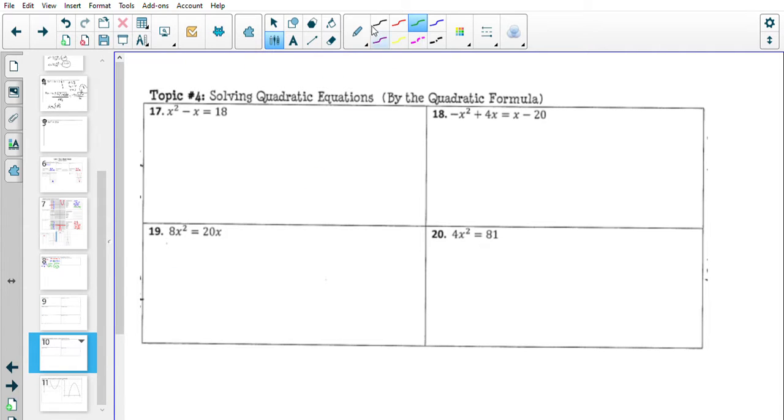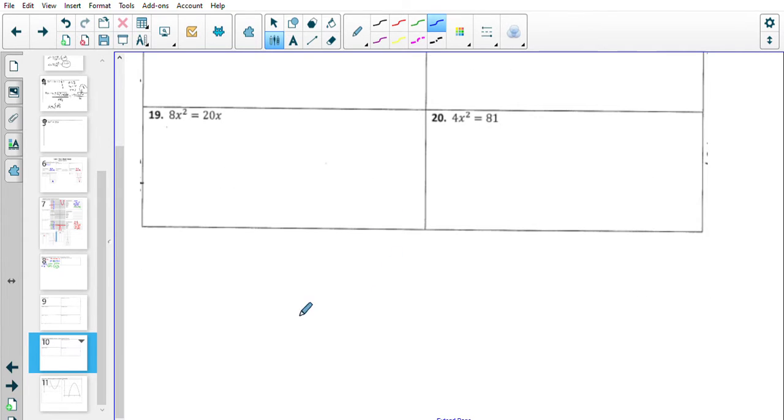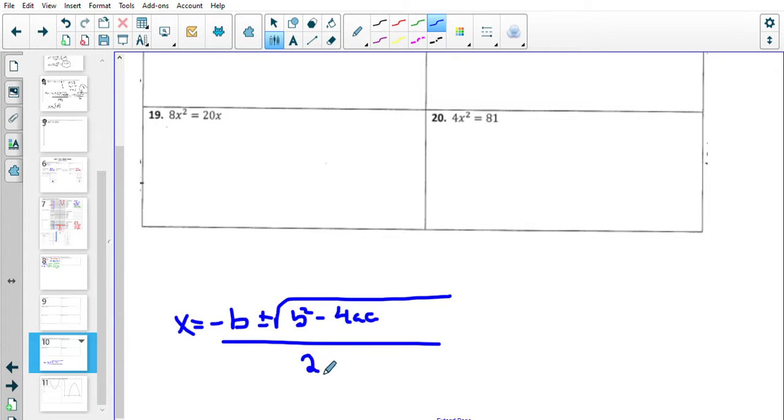Now, let's talk about quadratic formula. Quadratic formula will be given to you, and if you don't remember it, quadratic formula is x equals negative b plus or minus the square root of b squared minus 4ac, all divided by 2a. And again, that is in fact given to you.